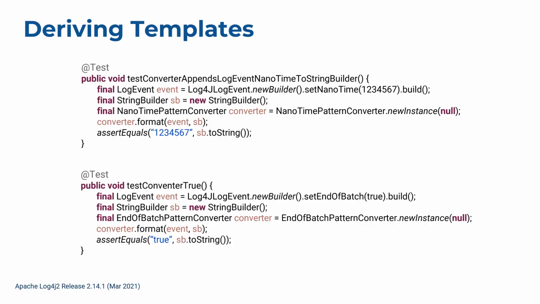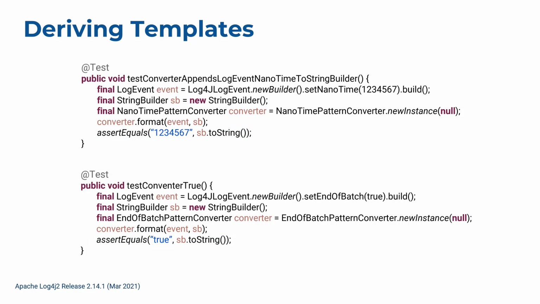For example, here are two such tests. Both tests start by instantiating a log event, a string builder, and a pattern converter instance. They then call the focal method, passing the log event and string builder instance as input. Finally, they both use JUnit's assert equals method to validate the results.